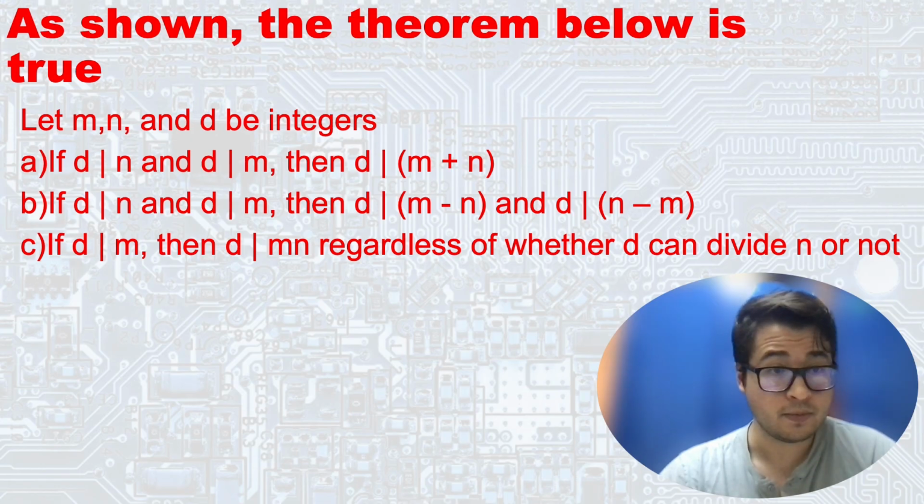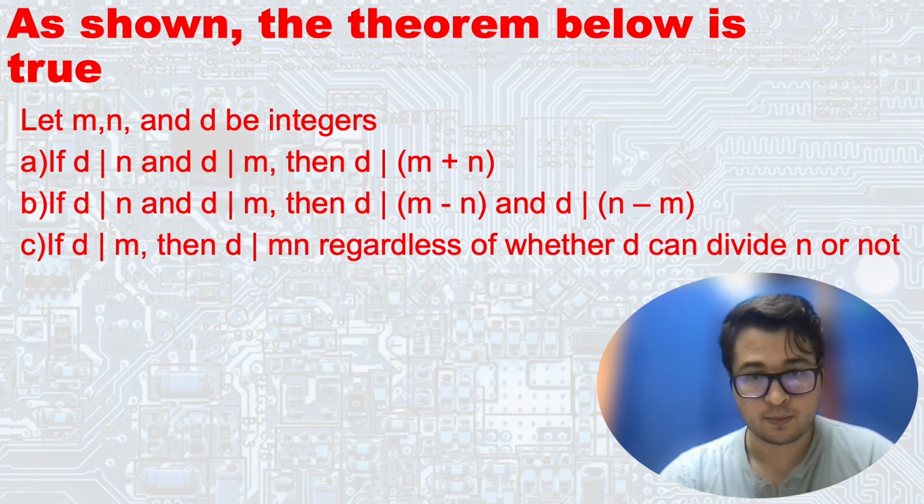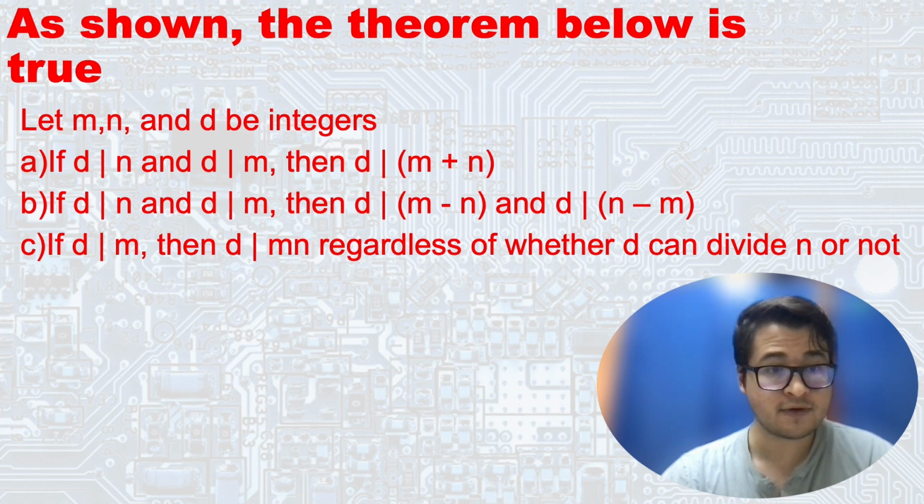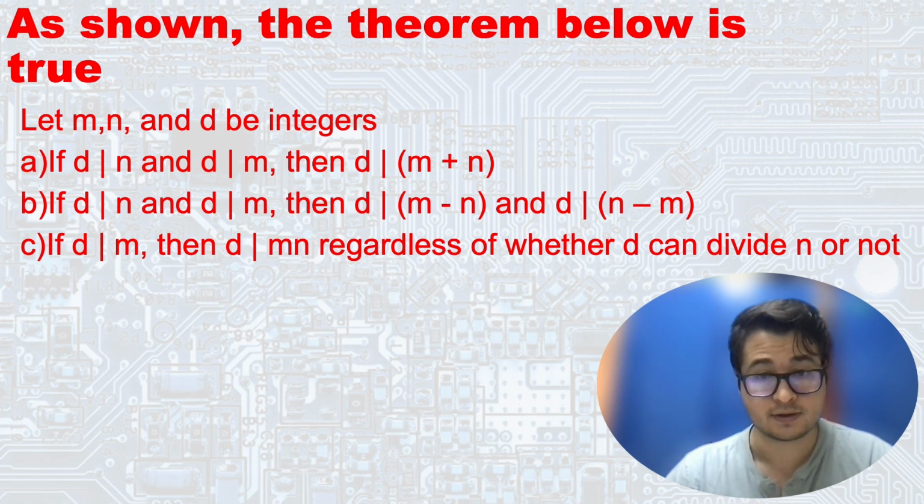As shown, the theorem below is true. Let m, n, and d be integers. If d divides n and d divides m, then d divides m plus n. If d divides n and d divides m, then d divides m minus n and d divides n minus m. And if d divides m, then d divides m times n, regardless of whether d divides n or not.